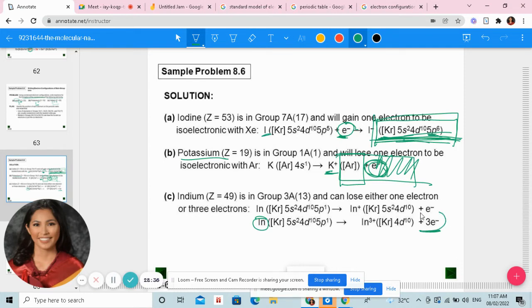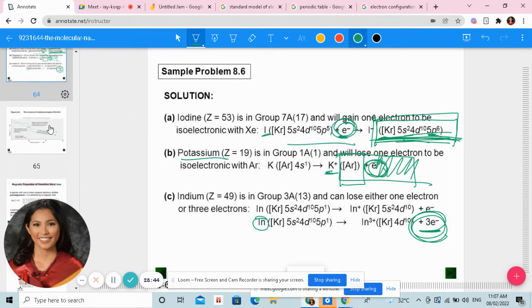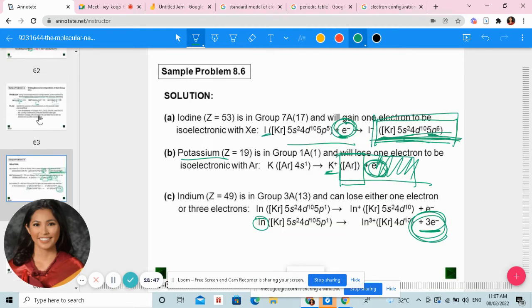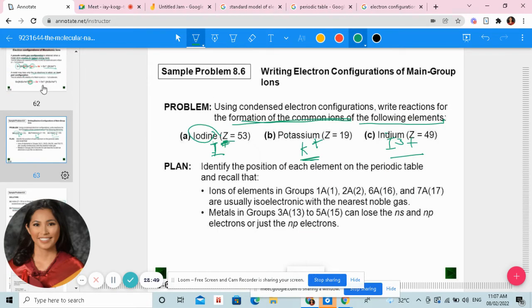So it loses 3 electrons. Now again, when we lose electrons, it is on the product side. When we gain electrons, it is on the reactant side. Okay, we have that one. So I want you to write that one also.